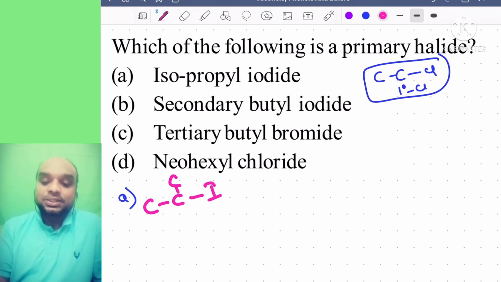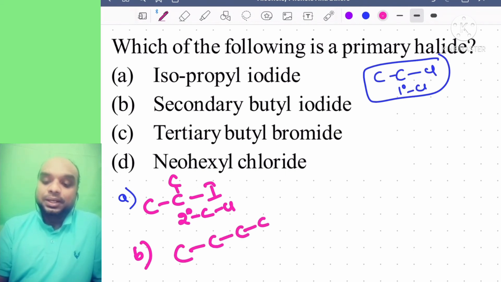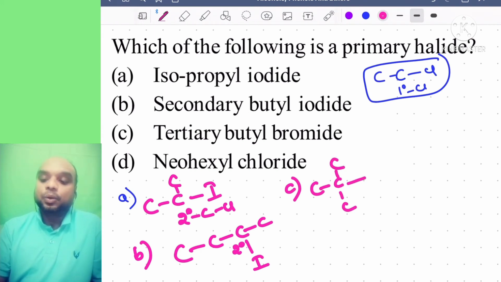Here, this one is a secondary carbon, so it is a secondary halide. Next, if you take secondary butyl iodide, the butyl group here has a secondary carbon, and this carbon should combine with iodine. It is secondary butyl iodide. And if you take tertiary butyl bromide, it is a tertiary butyl group with bromine. What is the carbon here? Tertiary carbon, so that is a tertiary halide.